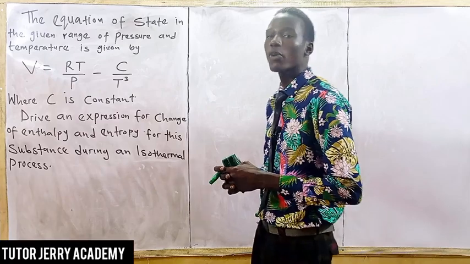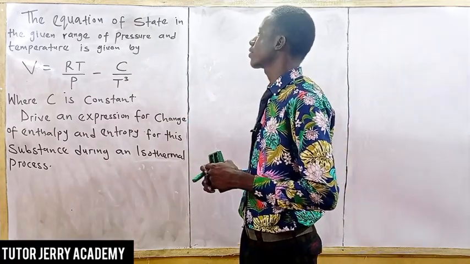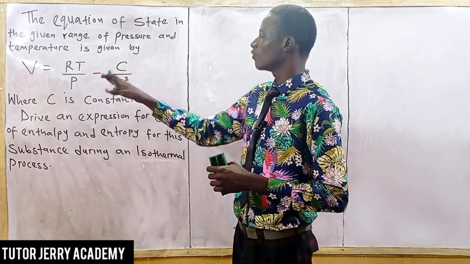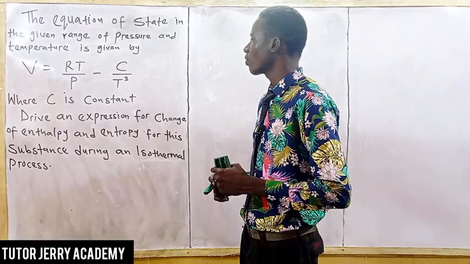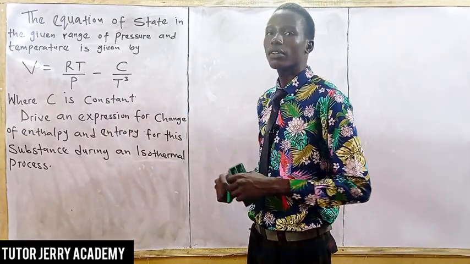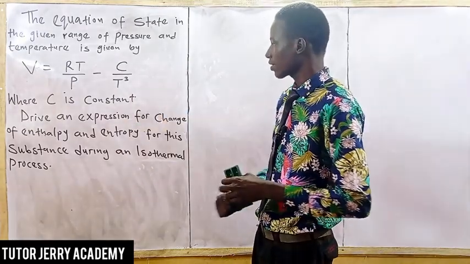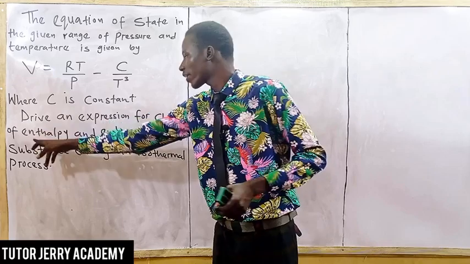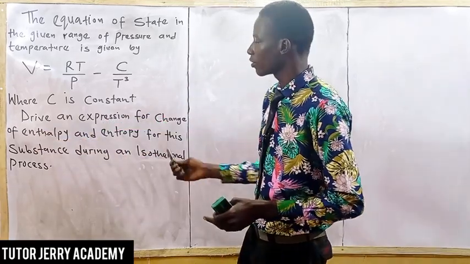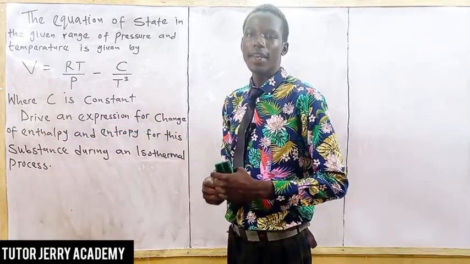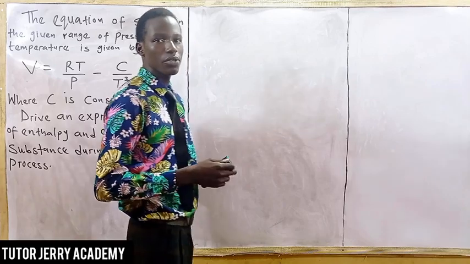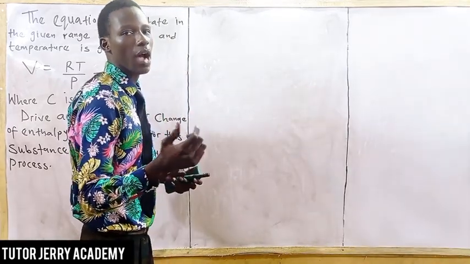The question says the equation of state in the given range of pressure and temperature is given by V equals RT over P minus C over T cubed, where C is a constant. We are asked to derive an expression for the change of enthalpy and entropy for this substance during an isothermal process.